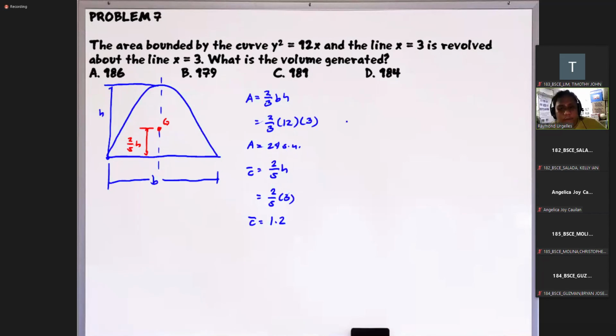So then solving dun sa volume natin by Pappus theorem. This is equal to area multiplied by 2 pi C-bar. So ito yung Pappus theorem. We have area natin, equivalent sa 24 square units multiplied by 2 pi multiplied by C-bar, multiplied by 1.2. So volume natin dito is 24 times 2 pi times 1.2. So we get 181. So this will be in cubic units.